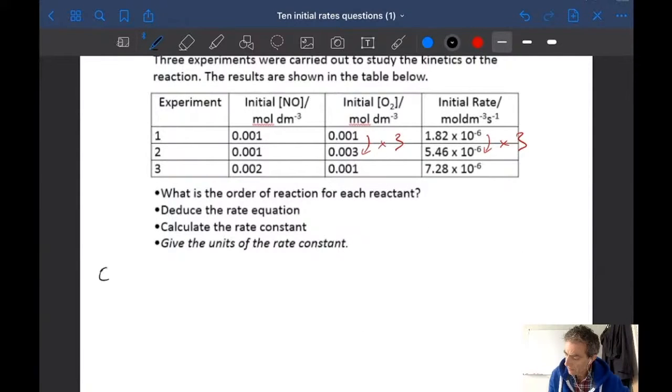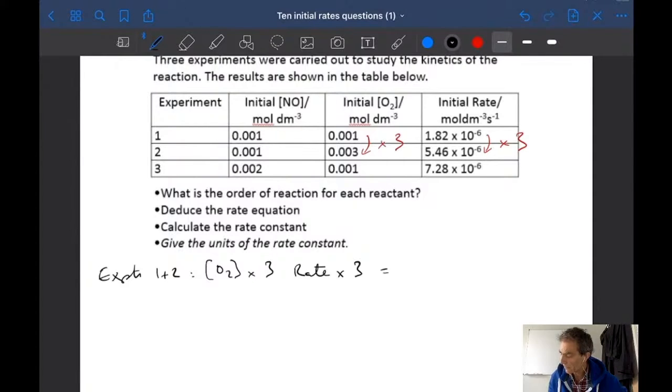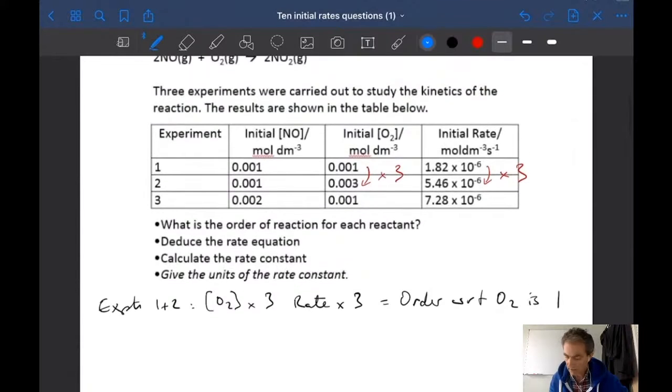So from experiments 1 and 2, the O2 concentration times 3, rate times 3, so it's doing the same thing. Therefore, the order with respect to O2 is 1, or first order with respect to O2, you could say. I'll just change to a different colour pen for the next one.